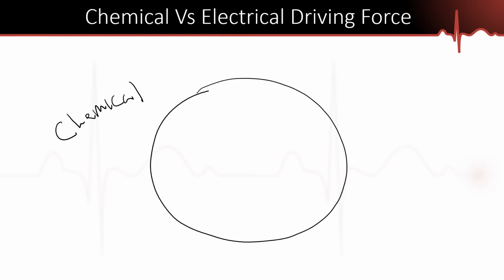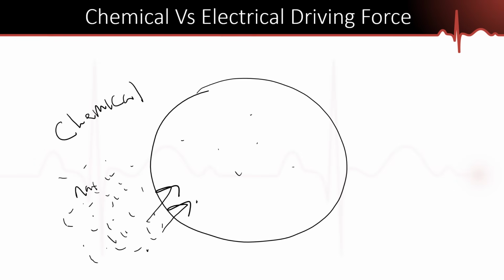A chemical driving force is really simple. It's just a diffusion gradient. Okay, so if there's a high concentration of anything that exists outside of the cell, let's say these are sodium ions, and there's a low concentration of sodium ions inside of the cell, well, we know due to diffusion, sodium is going to want to move from a high concentration to a low concentration. It's going to want to move from outside of the cell to inside of the cell. This is sodium's chemical driving force.